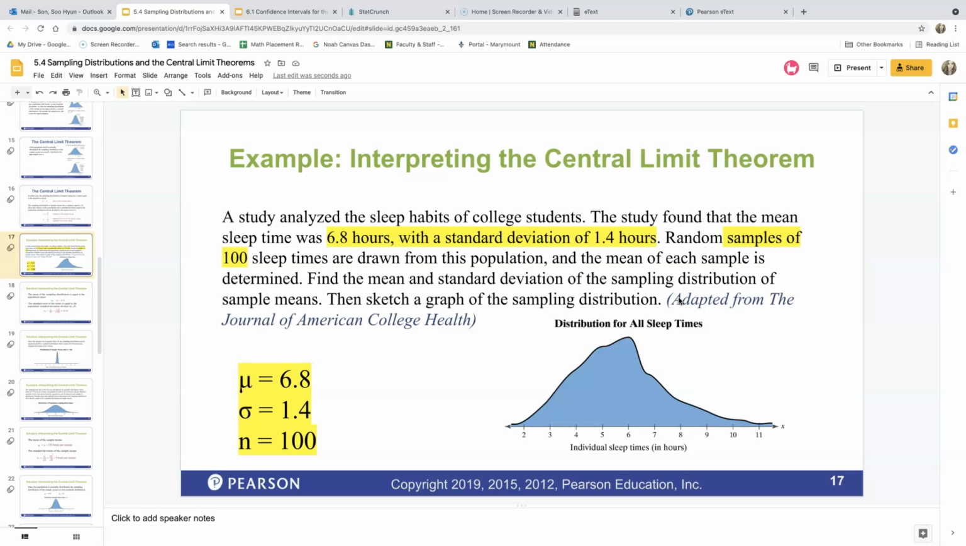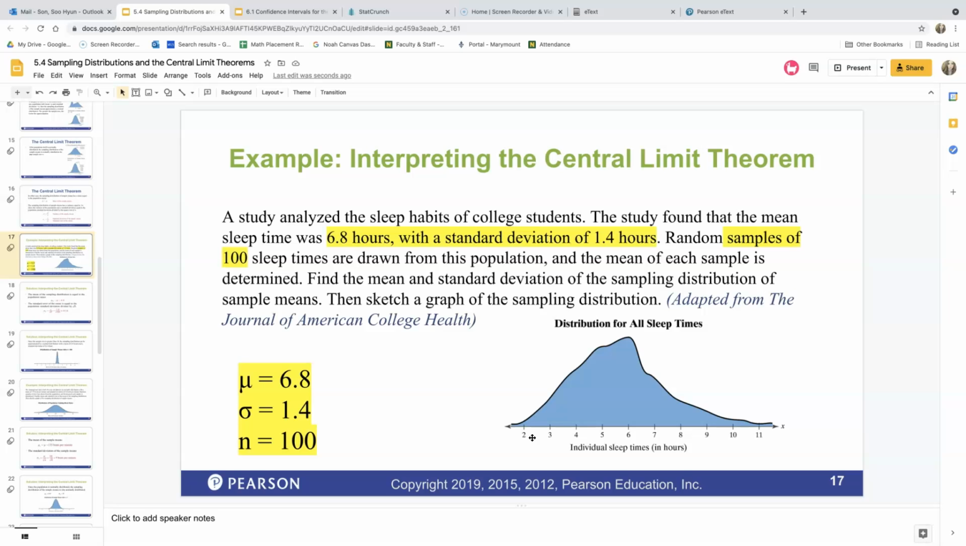Then sketch a graph of the sampling distribution. Now, I am looking at this ugly population distribution picture. Would you say this is normally distributed? I say not, because this is not symmetric. In fact, it even looks skewed to the right, and we've got a long tail. Some students are sleeping 11 hours a day. What? And some are sleeping like 2 hours. But the population distribution is not normal.